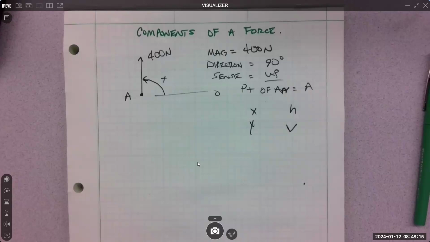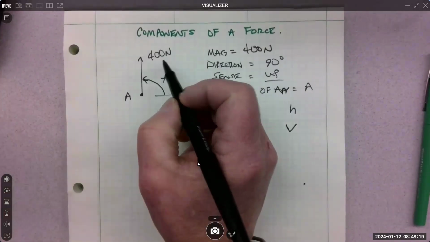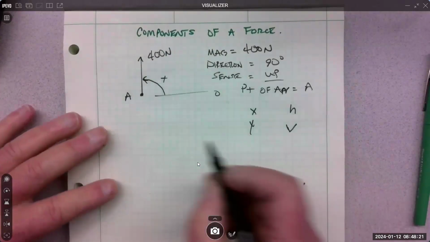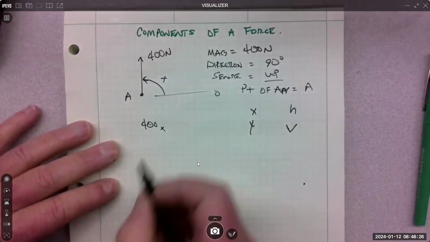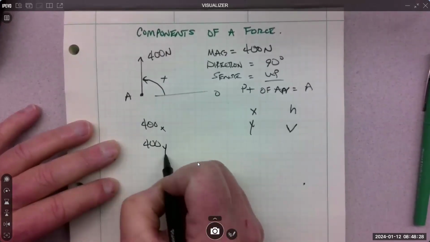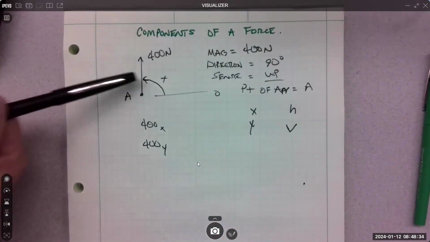Yep. So yeah, we will name our vectors. This one is actually named 400 newtons, right? So there would be a 400 Newton X component of it, and a 400 Newton Y component of it. All vectors have those two components, even this vector.